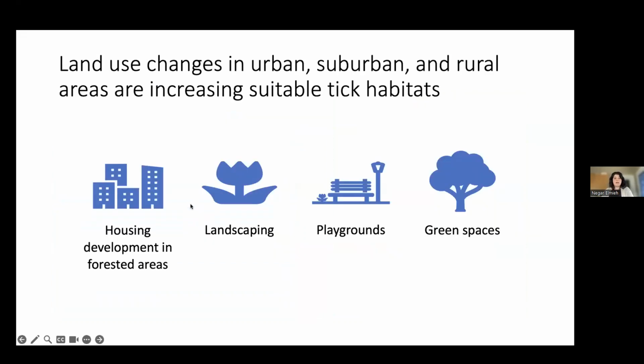And moving on, looking at land use, we know that land use changes in urban, suburban, and rural areas can increase suitable tick habitats. And this is done through a couple of different factors. So primarily, we see rapid housing development in forested areas occurring. And what happens here is you create a network of forest patches, these small little patches of forests. And these small patches can provide ecological connectivity to nearby natural habitats, which actually facilitates animal host and tick movement.